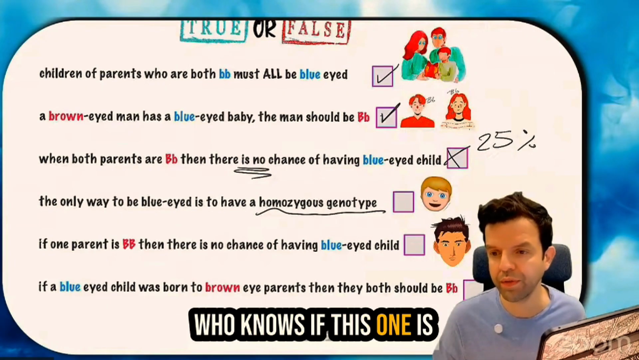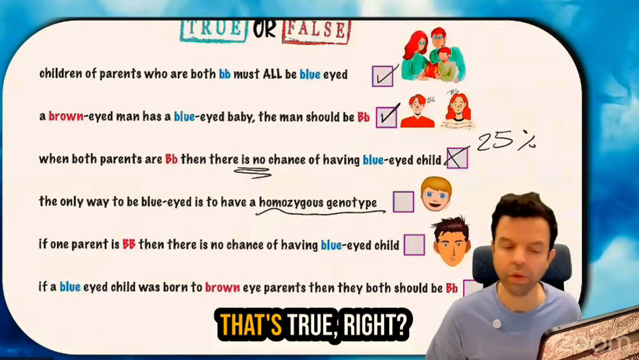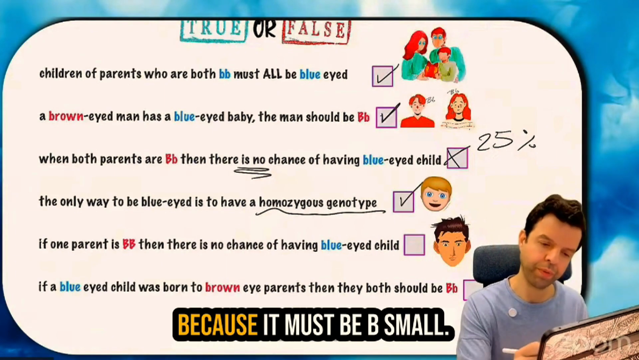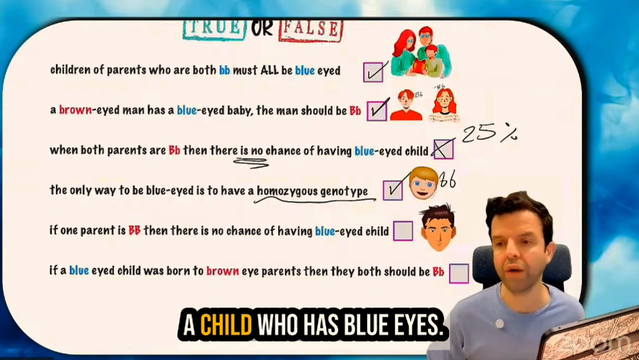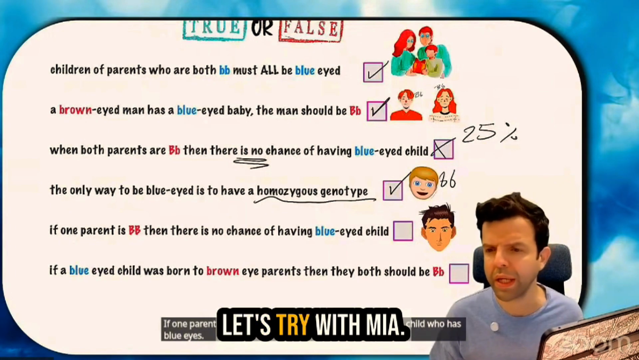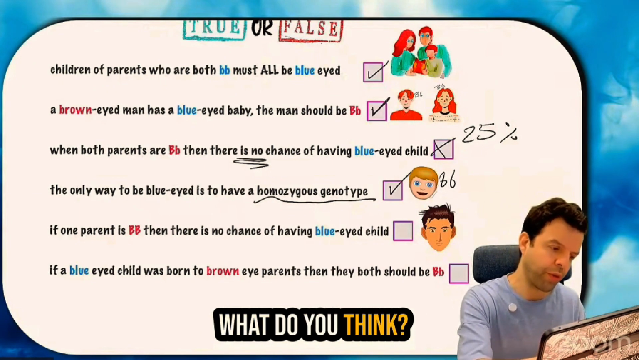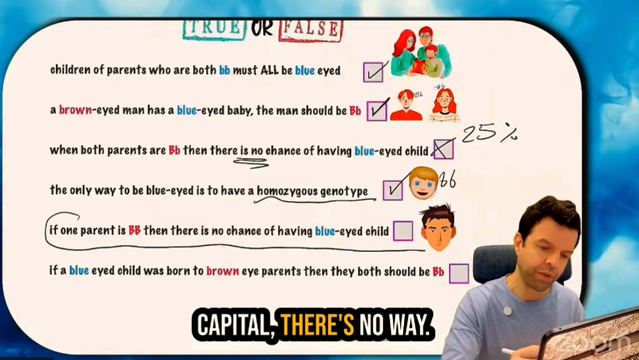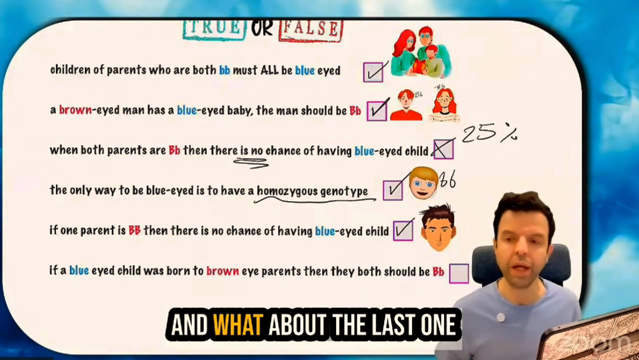The next one: the only way to be blue-eyed is to be homozygous genotype. Who knows if this one is true or false? Carmen? True. That's true, right? It must be small. If one parent is B capital, there is no chance to have a child who has blue eyes. Let's try with Mia. Is this true or false? If one parent is B capital, there's no way. It's true. Very good.